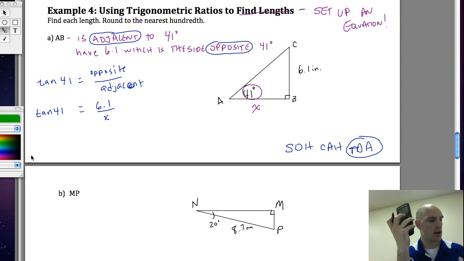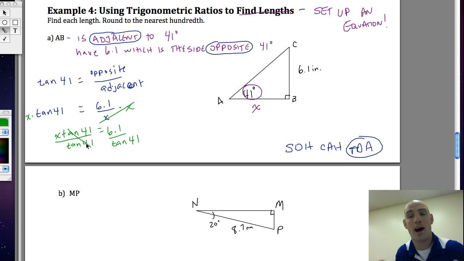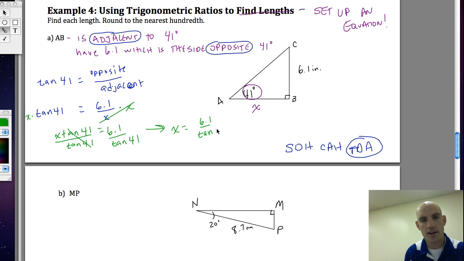Calculator, hello. Okay, we want to try to avoid rounding until the end. So, what I'm going to do is I'm going to solve for x. Watch how I do this. Multiply by x on both sides. And what that gives me is x tangent 41 equals 6.1. I wanted to get x out of the denominator. That's good. Then I will divide by tangent 41 on both sides. Because remember, tangent 41 is just a decimal. I just don't want to round it yet. So x is equal to 6.1 divided by tangent of 41.